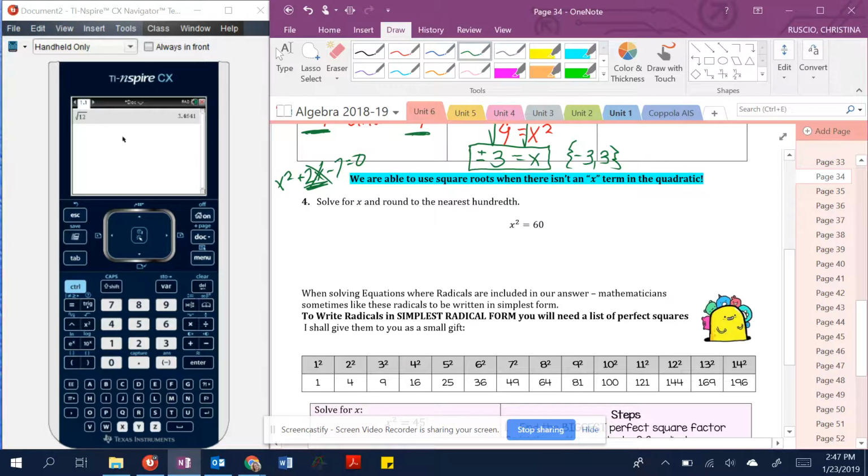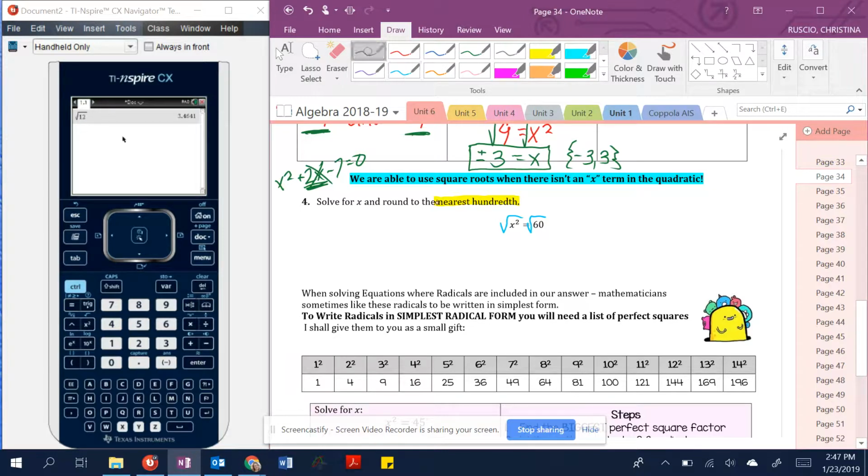Okay, number 4. I like number 4 so much better than number 3 because check it out, it gave me a direction. It told me to round to the nearest hundredth. So I look at this and say, sweet, I love this little structure when it's just plain old, this cute little x squared equaling a number.